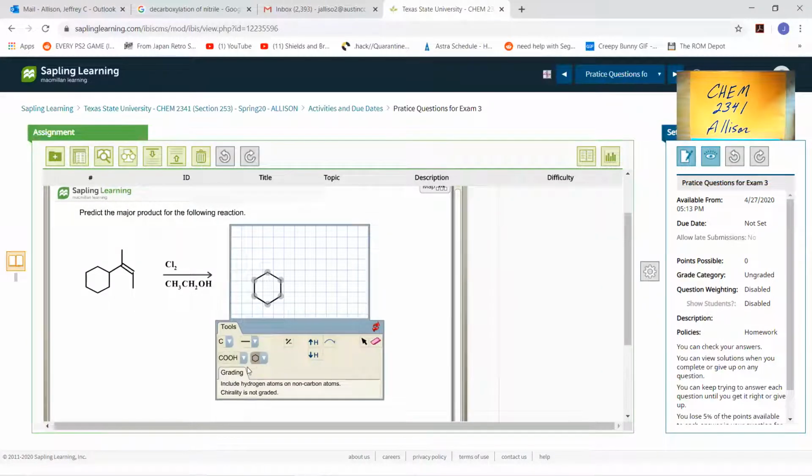out as well. So I'm going to start off with a 6-membered ring. Then I'm going to start to draw some of the carbon framework. So I'm going to just put all of that into place.